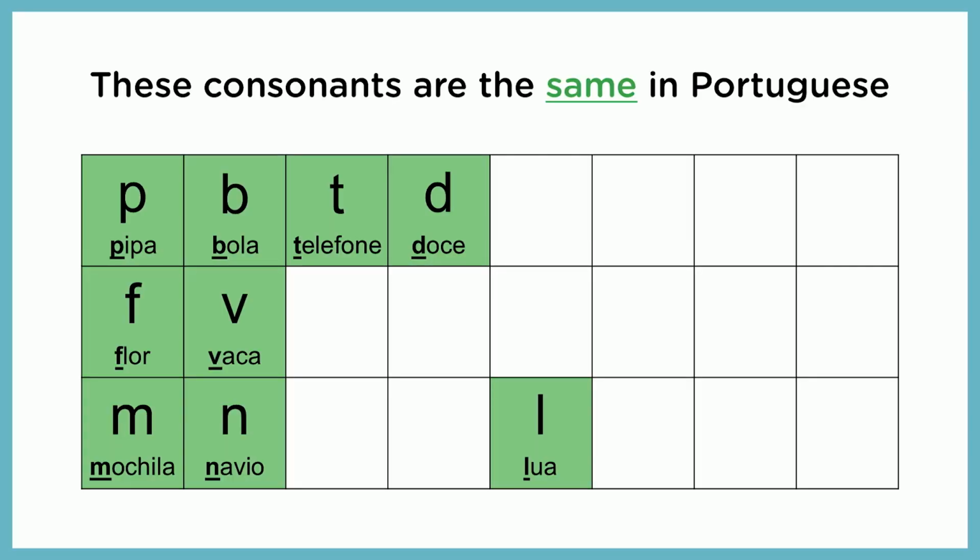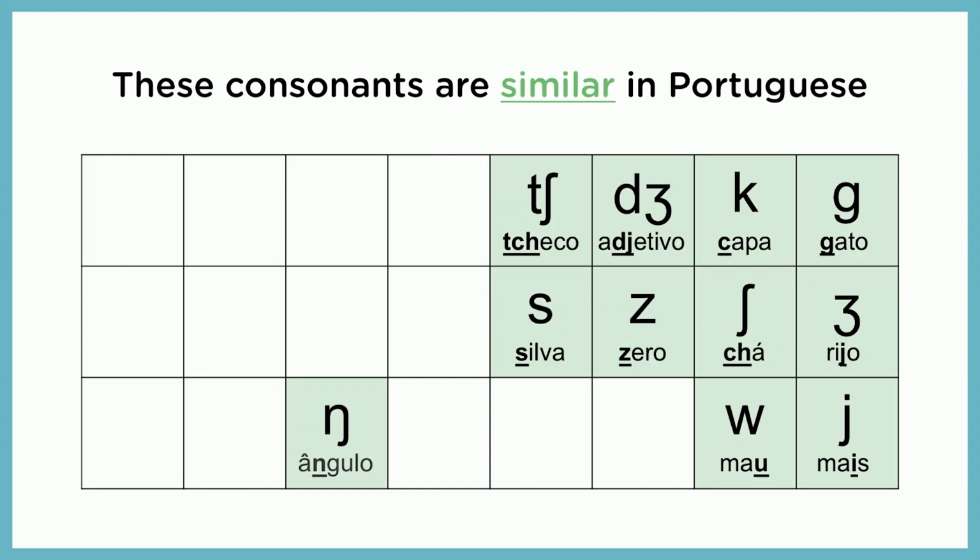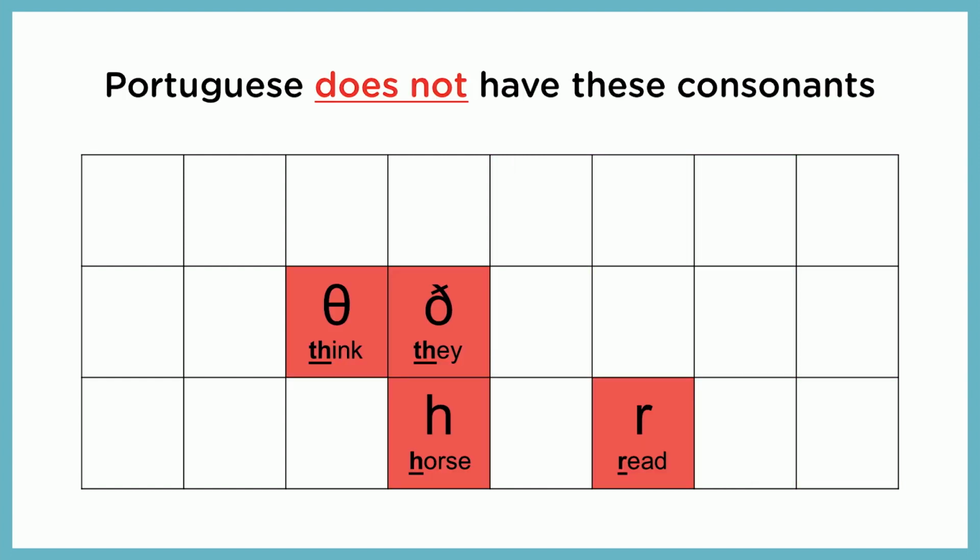Perfect. What you can see here is the table of consonants that are the same in Portuguese. Right. And then you can see here the similar ones. Okay. And finally, 4 that you will need to learn and practice.